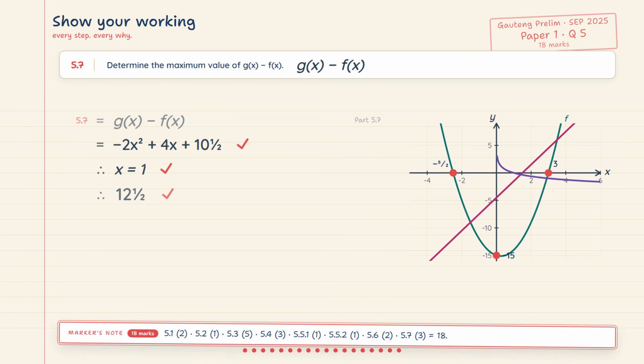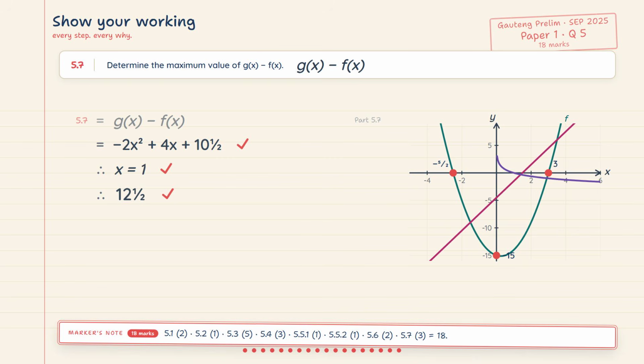18 marks, and the sketch is 5 of them, more than any other part, and the one most people rush. Those 5 are not for artistry. They are for labels. 2 x-intercepts and a y-intercept on the parabola, 2 intercepts on the line, 1 intercept and 1 asymptote on the log. 6 labels, every one of them a number you already worked out in the parts before.